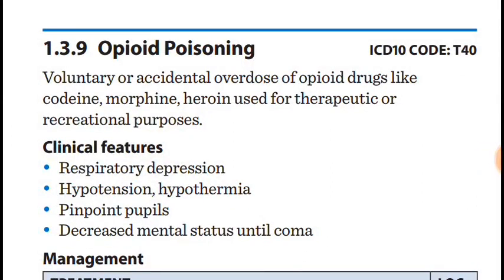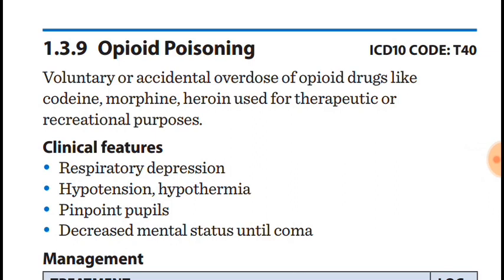We are in the series of our lectures on poisoning, and today I want us to look at opioid poisoning. So this is the voluntary or accidental overdose of opioid drugs like codeine, morphine, heroin, used for therapeutic or recreational purposes. How does someone with opioid poisoning present?